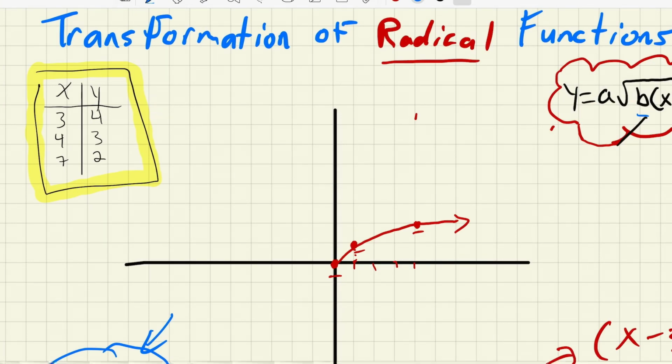So now using our new chart here, we're going to graph this in blue. When x has a value of 3 over here, y will have a value of 4. So we'll go 1, 2, 3, 4, and this is now the first point. When x has a value of 4, so 1 over, y has a value of 3. So starting at 4, we'll go 1, 2, 3. And then finally, when x has a value of 7, so we're going to move all the way to 7, 4, 5, 6, 7, y has a value of 2.